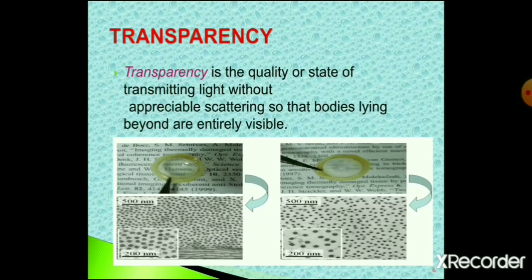Now, what is transparency? Transparency is the quality or state of transmitting light without appreciable scattering so that bodies lying beyond are entirely visible. So transparent means the objects lying in front of the eye are visible to the person. Here the cornea has the property of maintaining transparency for the eyeball.